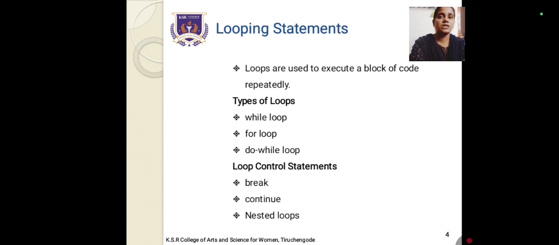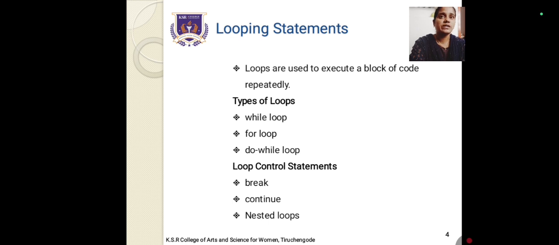Next one is the looping statements. Loops are used when we want to repeat the same task several times. Instead of writing the same code again and again, we use loops. C provides three main loops. First one is while loop, second one is for loop, third one is do while loop. Loops make programs shorter and easier to maintain. First one is while loop.